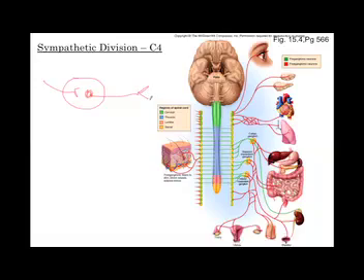So here's the ganglia. Here's the preganglionic fiber. Here's the postganglionic fiber. The neurotransmitter released by the preganglionic fiber is always going to be acetylcholine. Always, regardless if it's sympathetic or parasympathetic. Acetylcholine will bind to receptors on that postganglionic fiber, which will then cause that nerve signal to be started again in that postganglionic fiber.